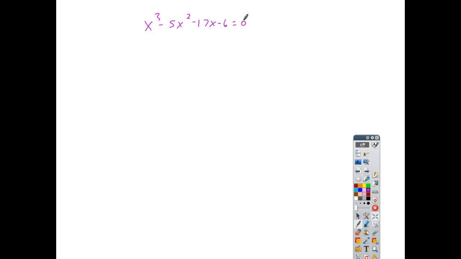Factors of 6 divided by factors of... Oh, it's the right one divided by the left? Yes. Okay. Factors of 6 divided by factors of 1. So what are my choices for factors of 6? 1, 6, 2, 3. Way to get those numbers in order.